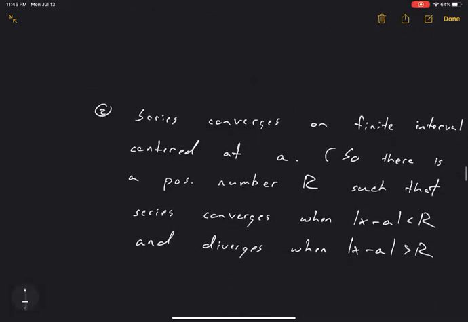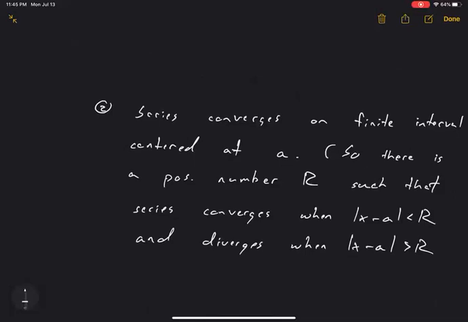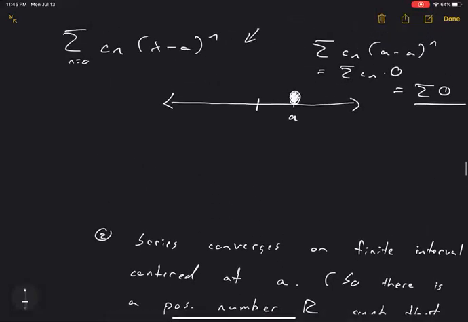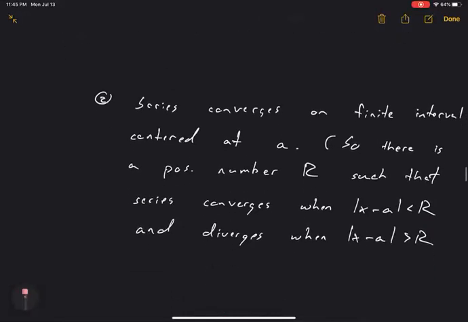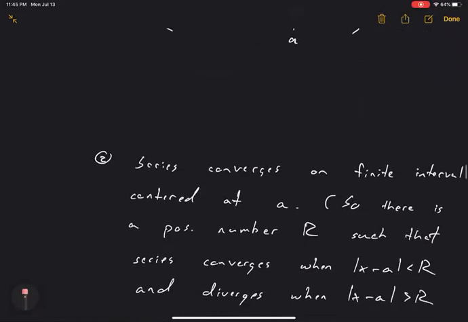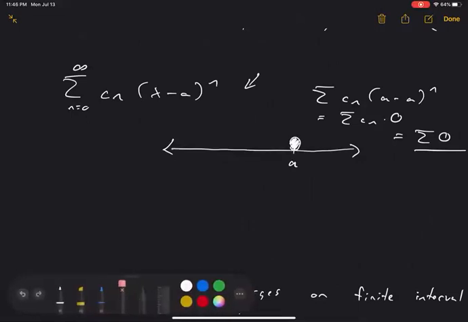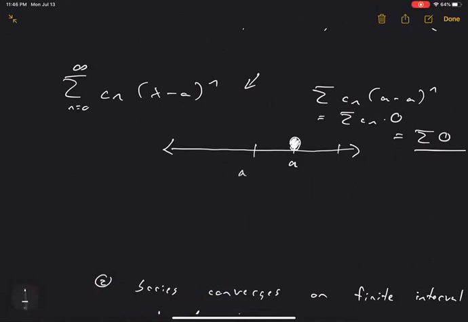But maybe our power series converges at more than just a. And that's what point 2 is going to say. Maybe there's an interval around a where it converges. So possibility 2 is the series converges on a finite interval centered at a. So maybe there's an interval around a where the series converges. Maybe it converges from a minus r to a plus r. So maybe our series converges everywhere in here.